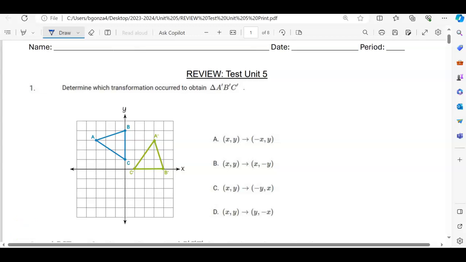All right, here's our review for Unit 5. We're going to do this. So let's get started here. Number 1, determine which transformation occurred to obtain A prime, B prime, C prime.